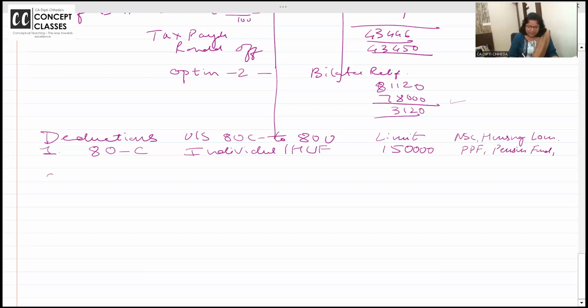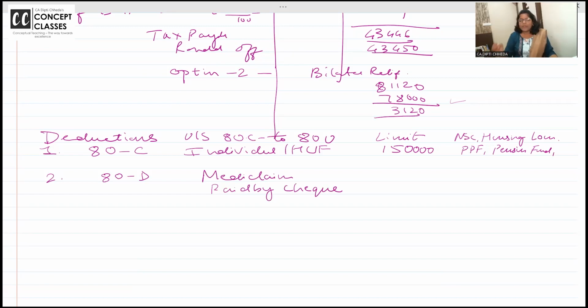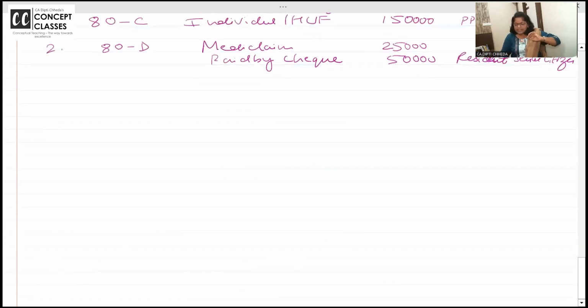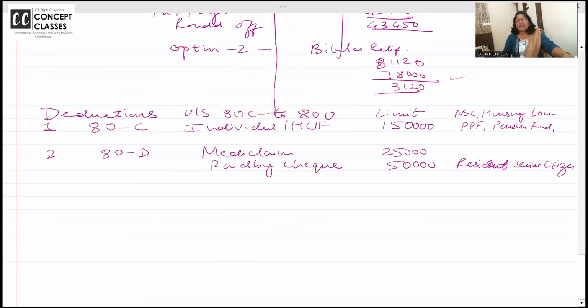It's a big list. Second is 80D, that is health insurance or Mediclaim, paid by cheque for themselves and their family members. This is 25,000, and this limit is 50,000 for a resident senior citizen. Yesterday in one of the problems, the assessee was a senior citizen, but we allowed only 25,000 instead of 32. So it's not for all residents, it is 50,000 only for senior citizens.